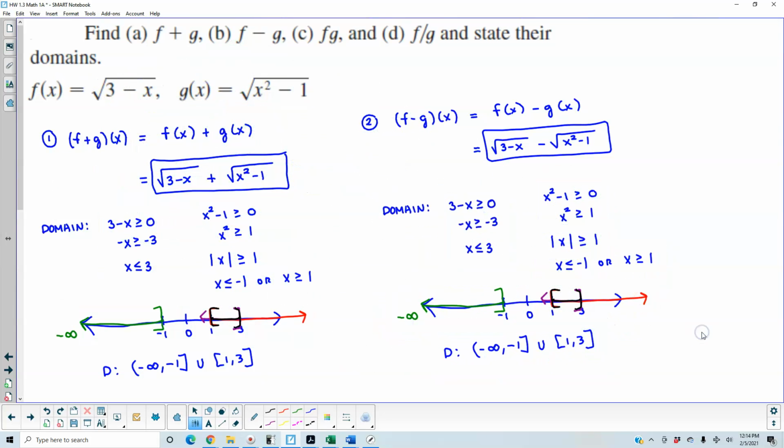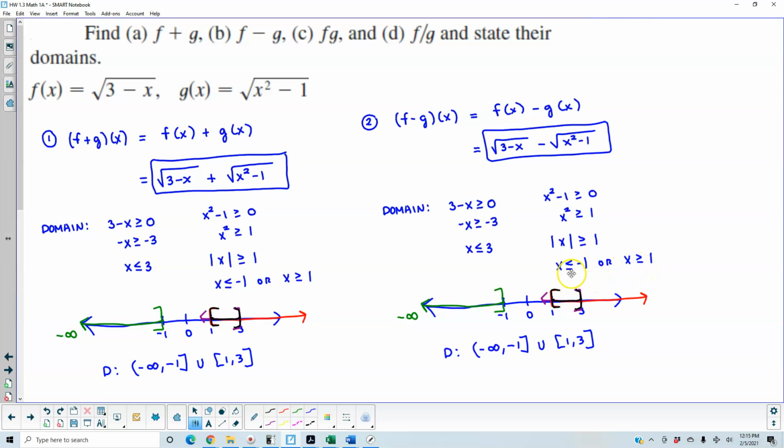So again, the domain is 3 minus x is greater than or equal to 0. Subtract 3 from both sides, divide by a negative, we get x is less than or equal to 3. X squared minus 1 is greater than or equal to 0. X squared is greater than or equal to 1, which then becomes the absolute value of x is greater than or equal to 1, which means that x is less than or equal to negative 1, or x is greater than or equal to 1.